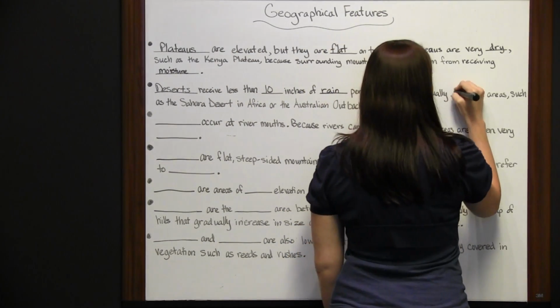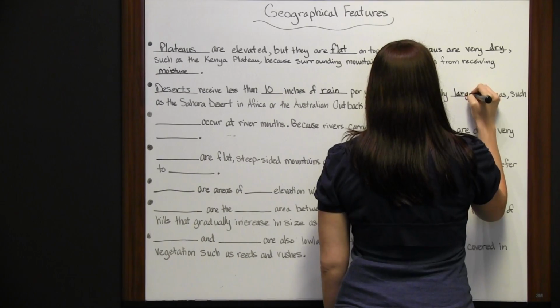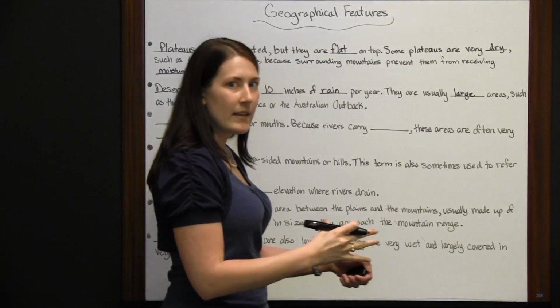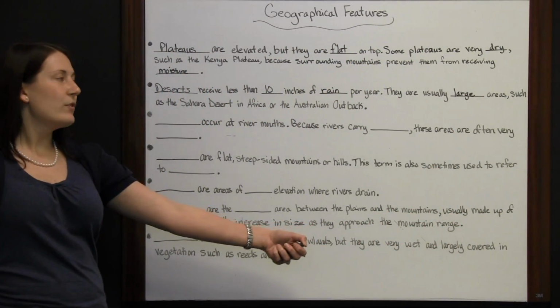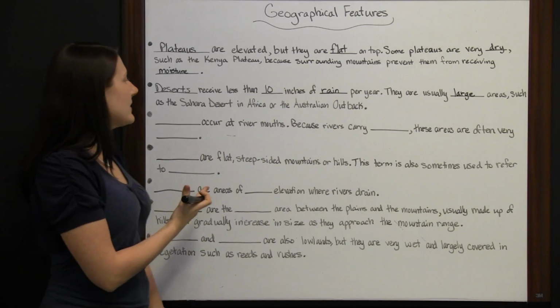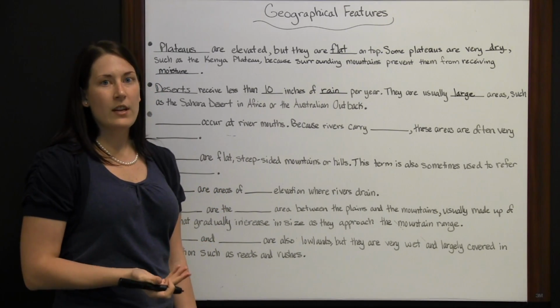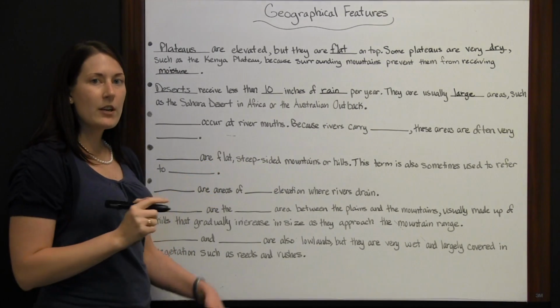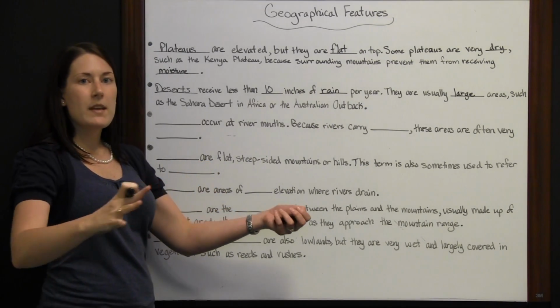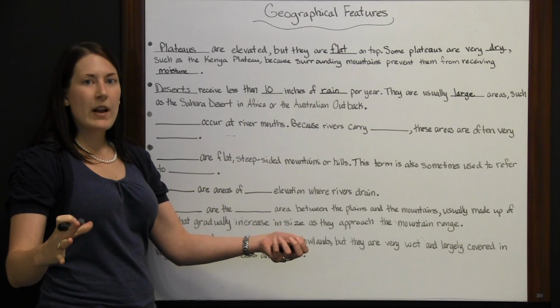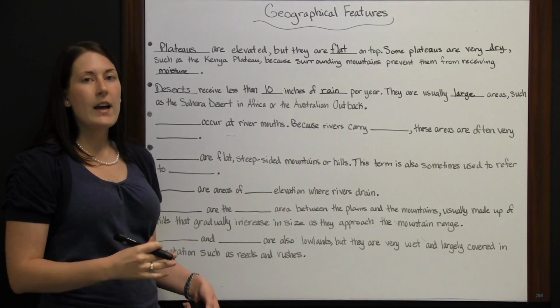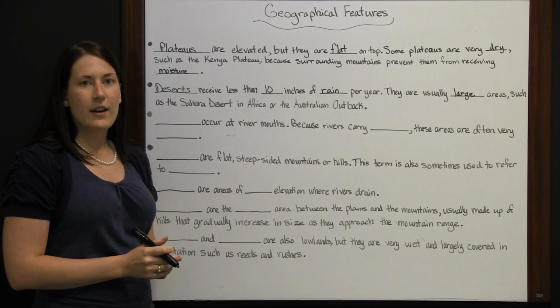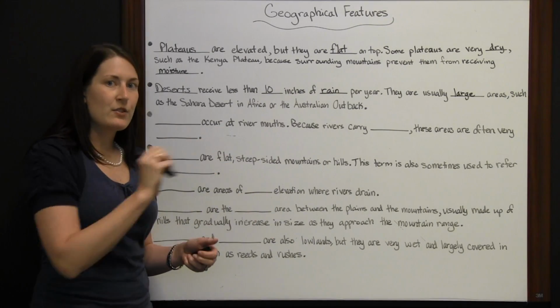And they are usually large areas. You won't usually find a small area that's classified as a desert. It's usually going to be a really large area, such as the Sahara Desert in Africa or the Australian outback. Because if there's an area that's only receiving 10 inches of rain per year, it's usually going to be a geographic location that's spread out over a large area and then slowly transitions into areas with more rain. You usually won't find just one little spot.